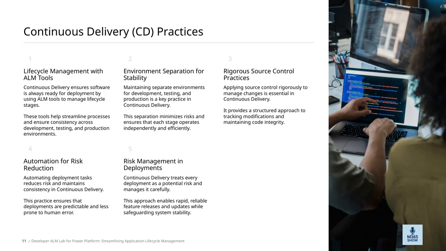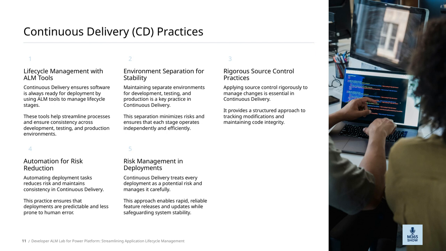That means we need to manage each release carefully to avoid issues down the line. This approach allows us to roll out features and updates quickly and reliably, all while keeping the system stable. One of the key ways we do this is by automating deployment tasks. Automation reduces human error and ensures that every deployment follows the same consistent process, making them more predictable and safer.